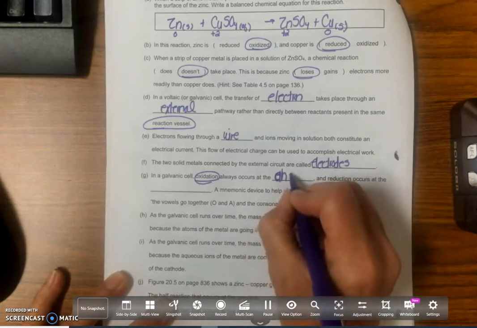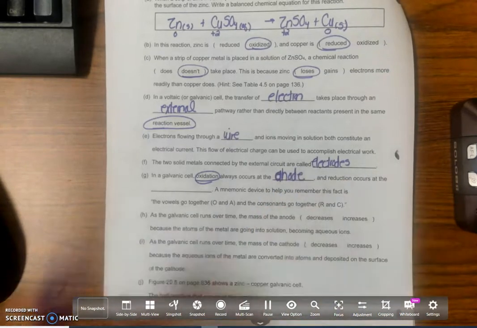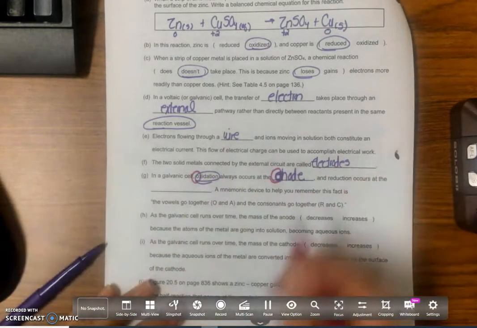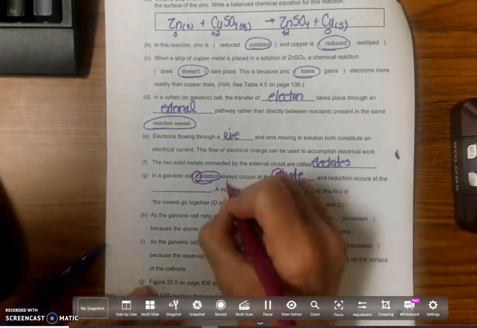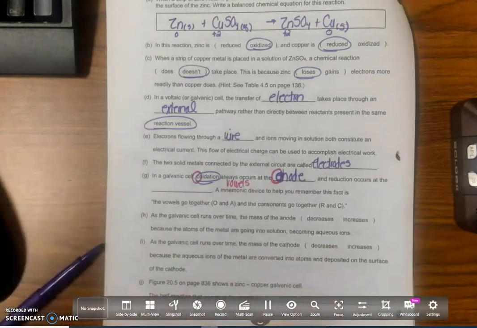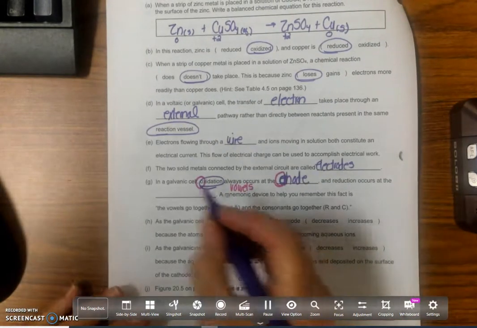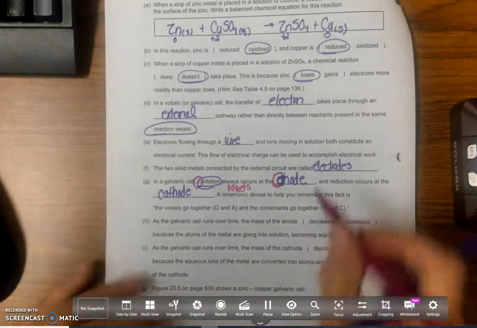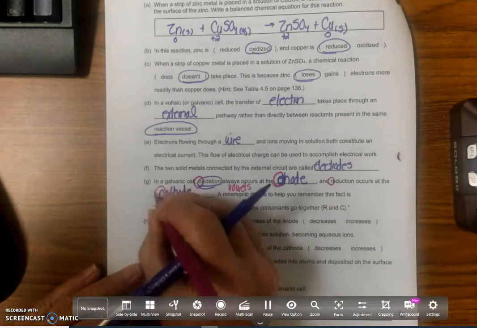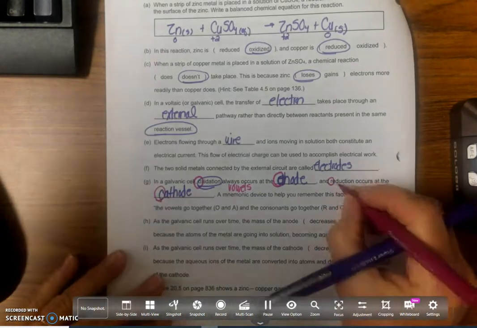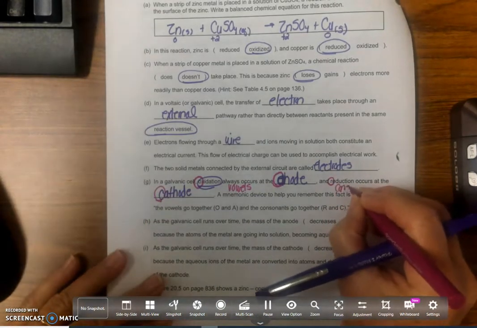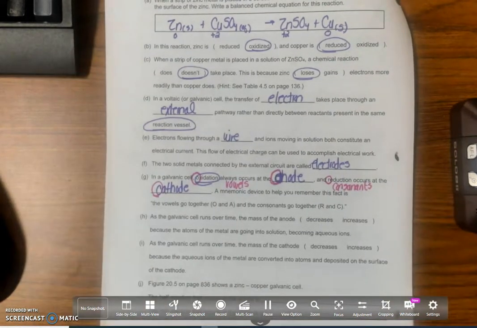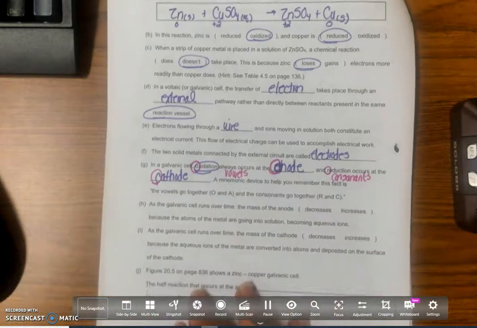Oxidation occurs at the anode, and the way to remember this, I'm going to circle: O and A are both vowels. The vowels are together. And reduction occurs at the cathode. Reduction and cathode both start with consonants. Consonants, I guess that's how you spell that, I'm not sure. And so those stay together.